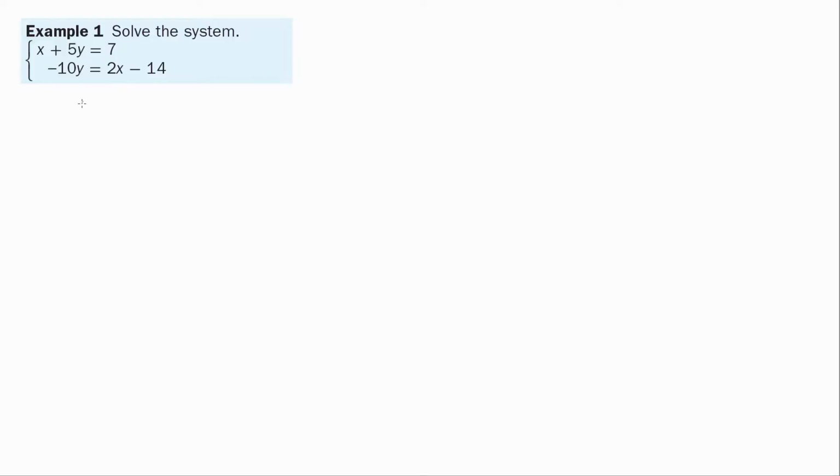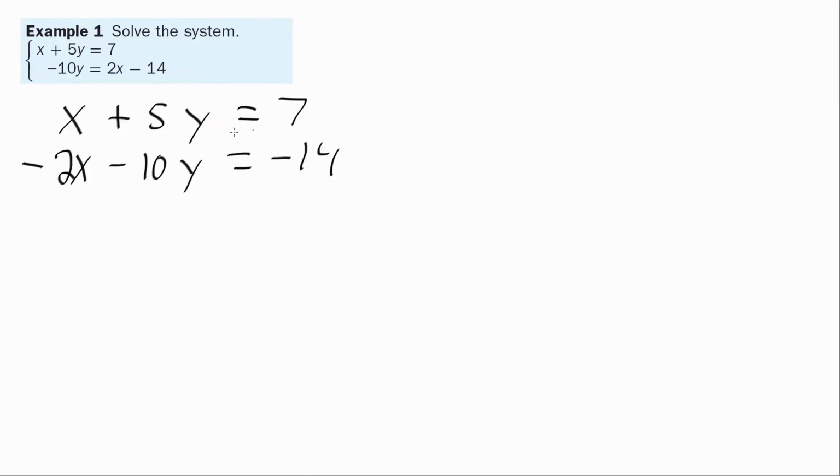Looks easier. And so I'll have x plus 5y equals 7. And I'm going to subtract 2x from both sides of equation 2. Minus 10y equals negative 14. So I've got it rewritten in standard form, and in this form it's easier to see what's going on with this problem. Let's run through our solution, though. I'm going to take equation number 1, double it, and then add those together.